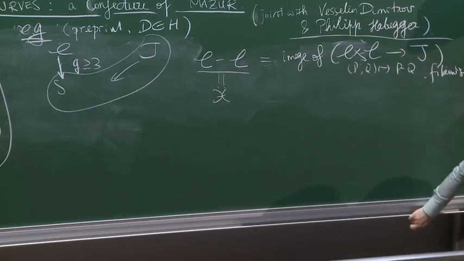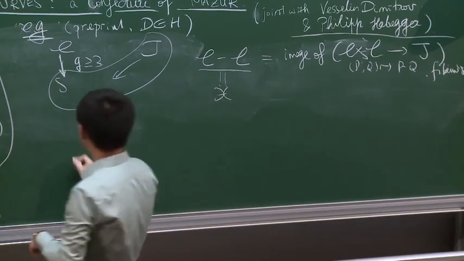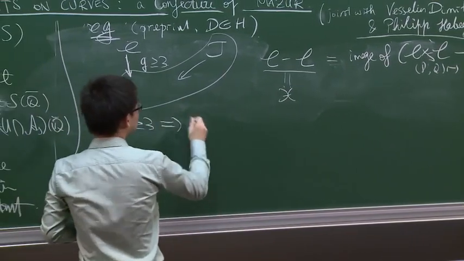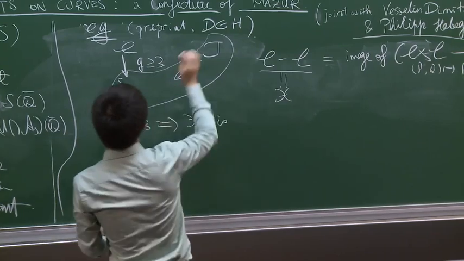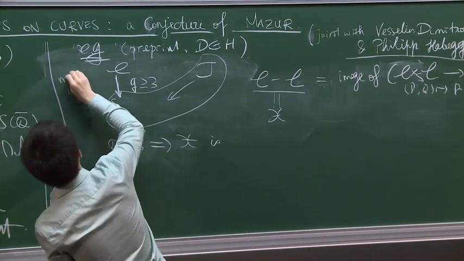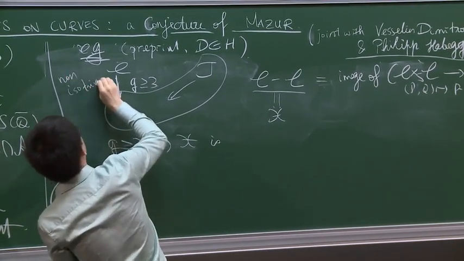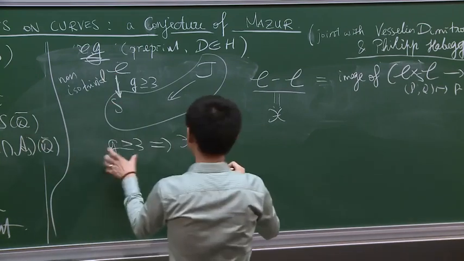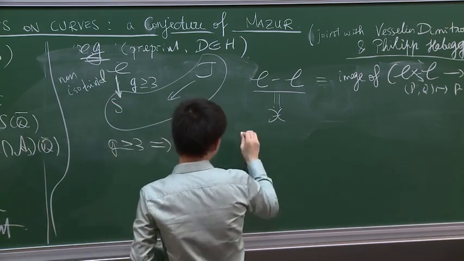Then the assumption of g at least 3 will imply that X is a non-isotrivial family. Then this assumption will say that X is non-degenerate.